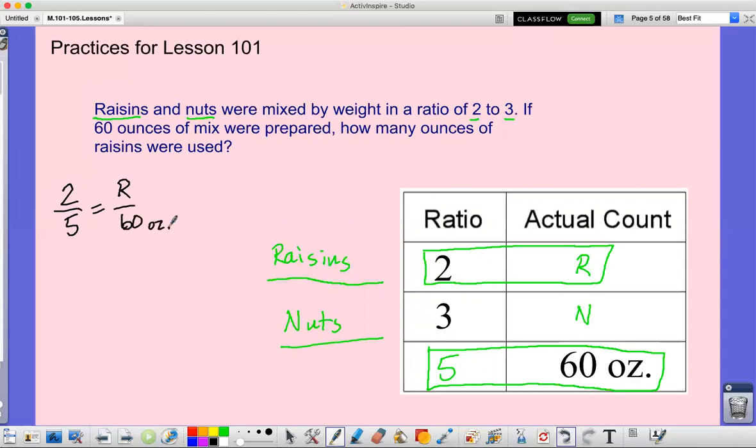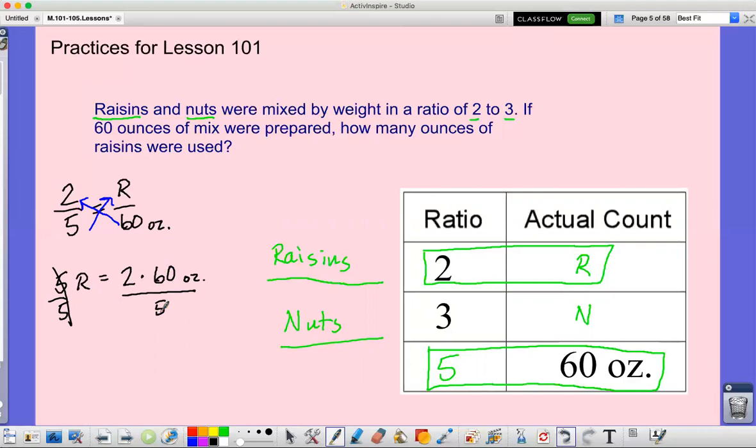Okay, so now I just do the cross multiplying like we've done before. And I'm going to end up with this equation that I'm going to use. I'm going to start with 5 times R equals 2 times 60 ounces. And then I'm going to divide by 5. Okay, cancels that out. I'm going to divide this side by 5 because it's got to be equal and fair. So now I have R is the same.